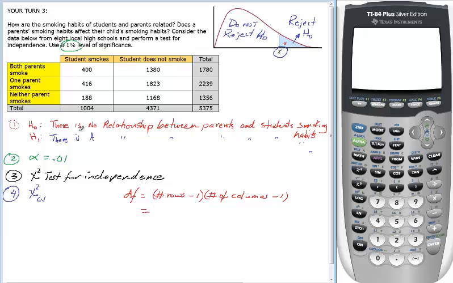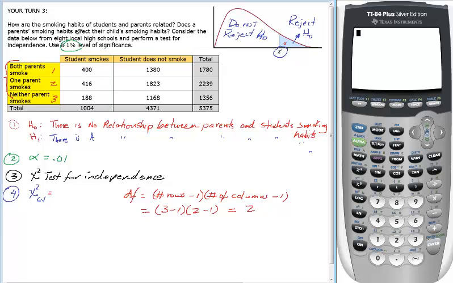In this case we have 3 rows. The rows are horizontal, so 1, 2, 3 rows. 3 minus 1, times the number of columns, and you can see we have 2 columns. Do not include totals when you're doing this. So that's 2 times 1, or simply 2. The degrees of freedom is 2. If you're doing it on the calculator, it will also calculate that for you when you enter your data in. Now, we need to know the critical value at a 1% level.